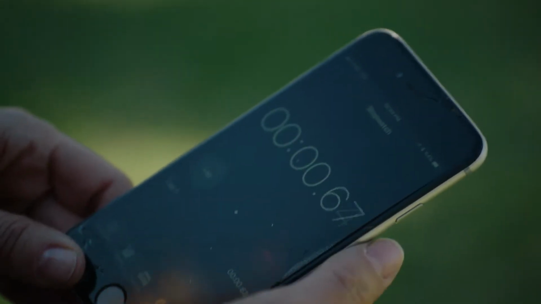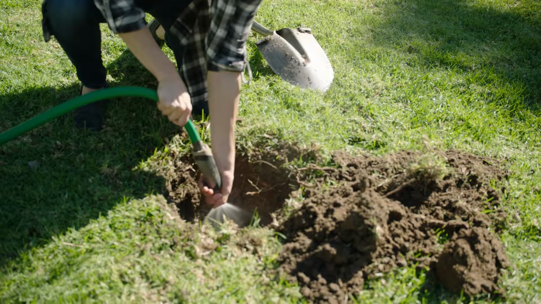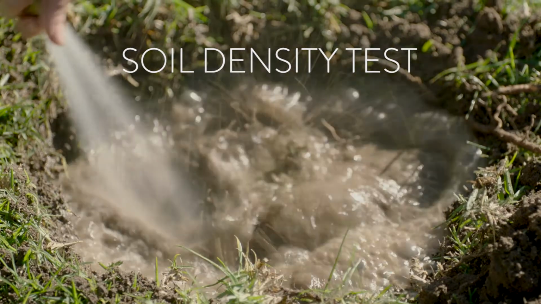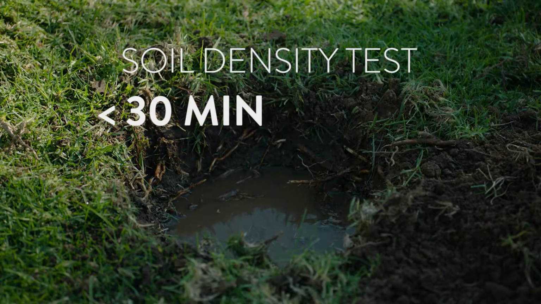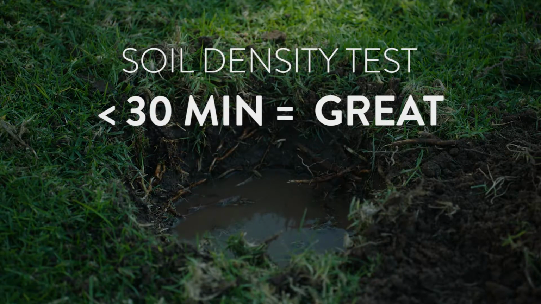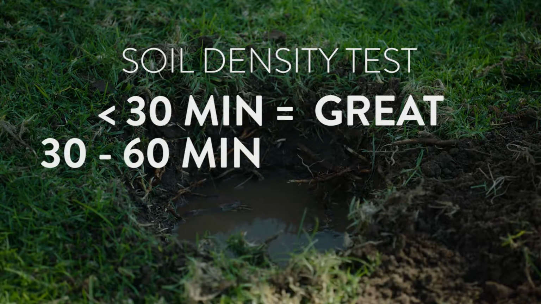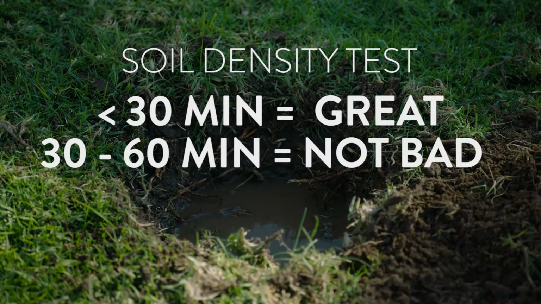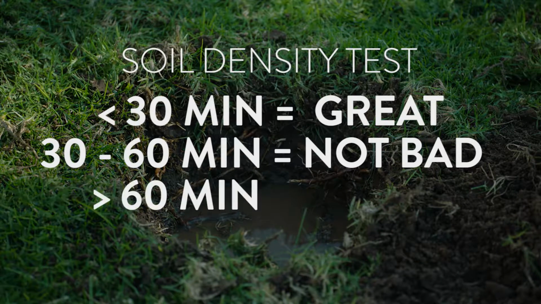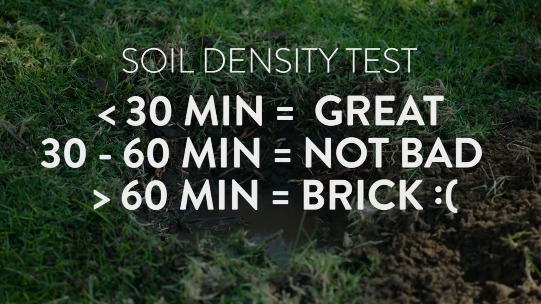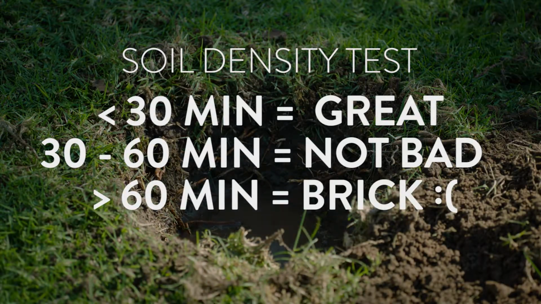Now fill the hole with water and set your stopwatch. If it drains in less than 30 minutes, congrats, you have a delicious spongy soil. If it takes 30 to 60 minutes, you have some compaction. And if it takes more than 60 minutes, you have a brick. Your soil will need some extra love.